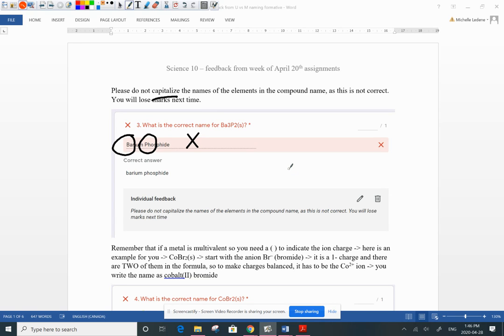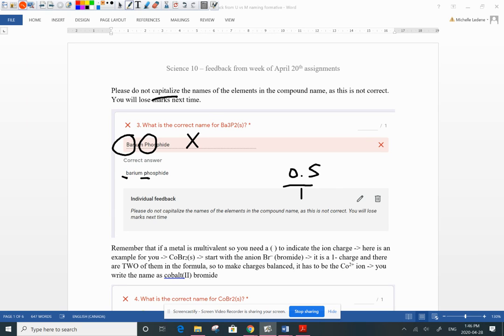Now, I think the first time you did it, I didn't dock you any marks for it. But the second time you did it, you only got 0.5 out of 1. So please, if you have any written questions, again, don't be doing that. Just use small letters, little b, little p.